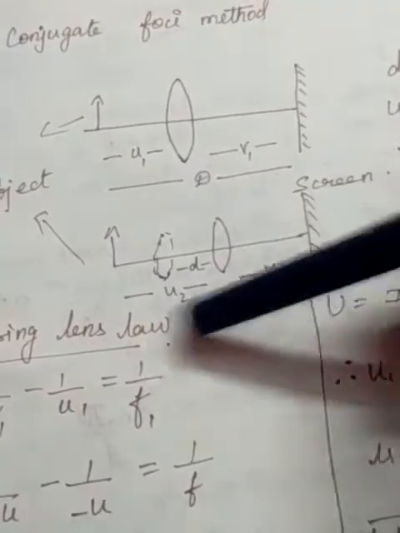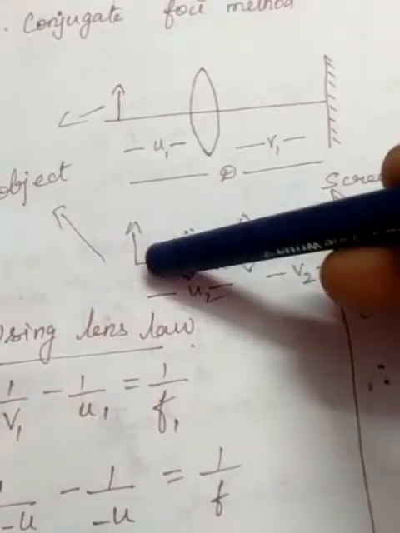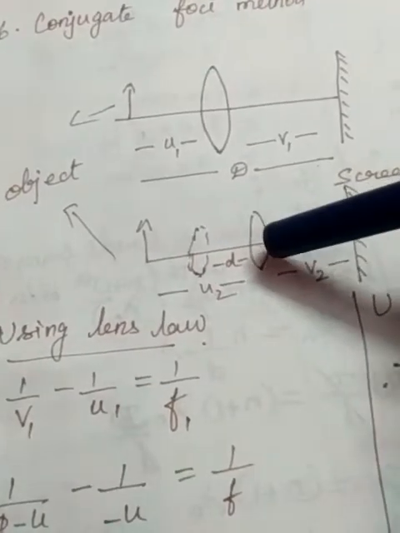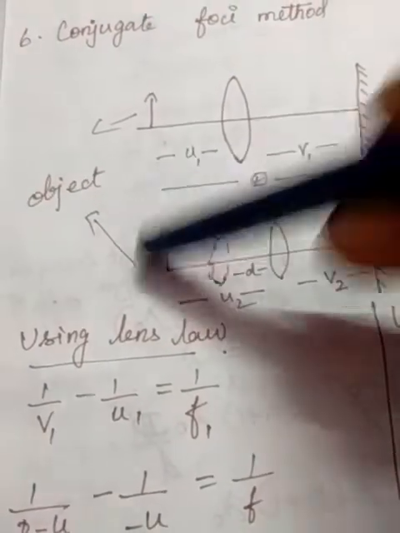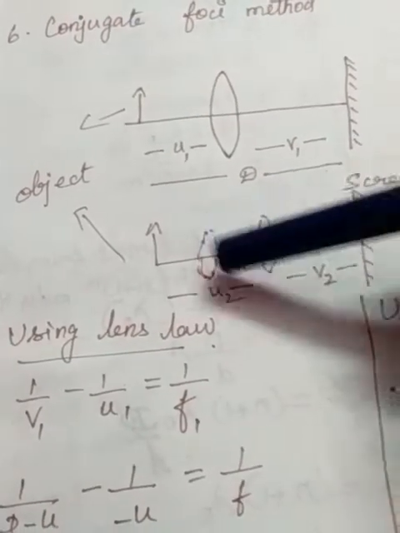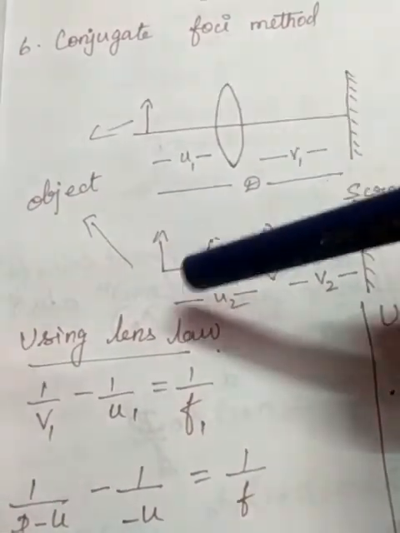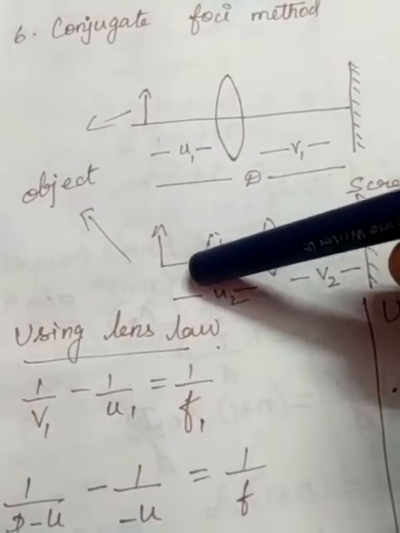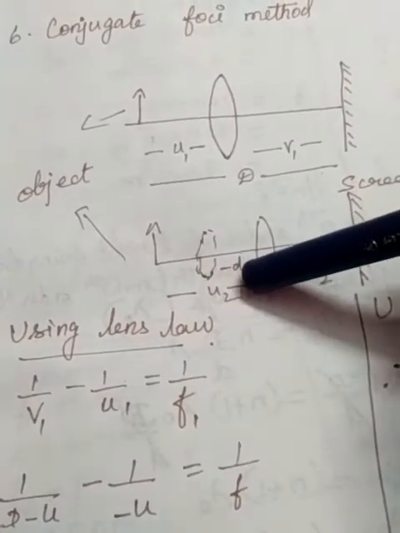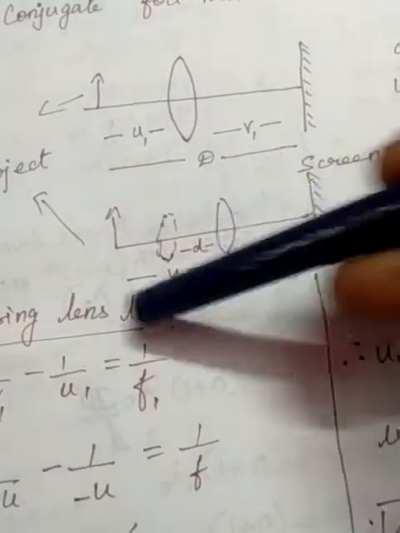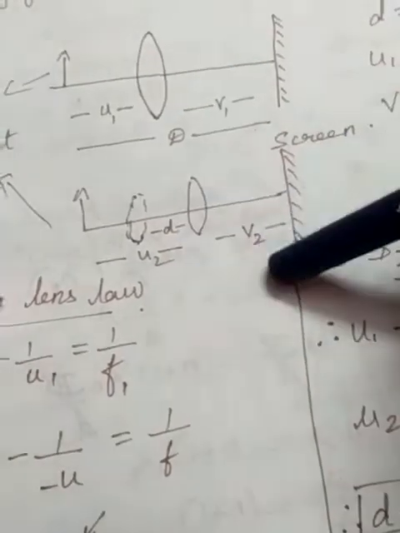Now you see that here the image rays reach the lens, the lens refracts the image, so the virtual image is forming in between the lens and the object. I have drawn that. So the gap between the two lens positions we are taking as the distance d. Next, the object and lens in between, distance u2. The lens and screen in between, the distance v2.